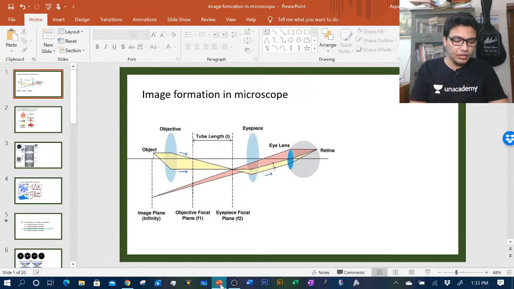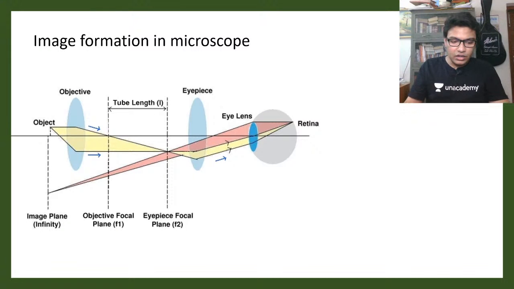So I see 5 people are watching at least. So hello Pritam, hello Devashmita, Vaishnavi, everybody. So we'll talk about how image formation in microscope takes place. Okay? So everybody is ready? Shall I start? Vaishnavi, Pritam, Devashmita, everybody is ready, right?